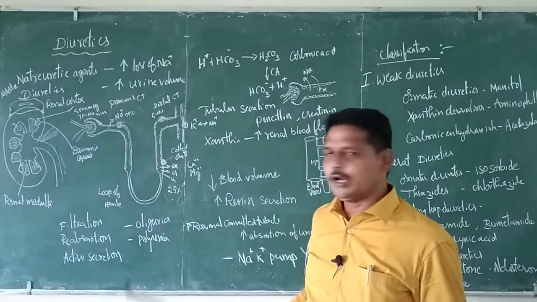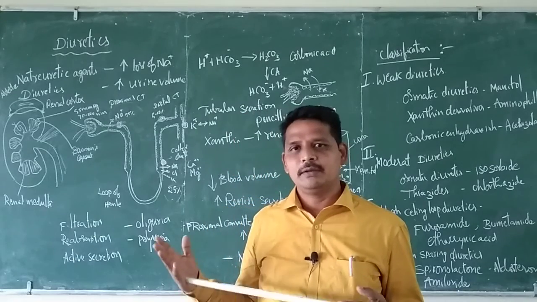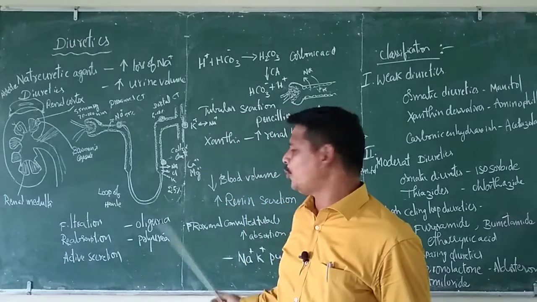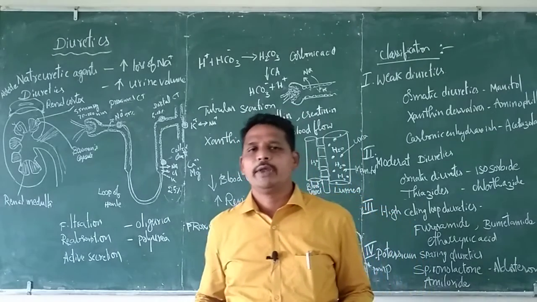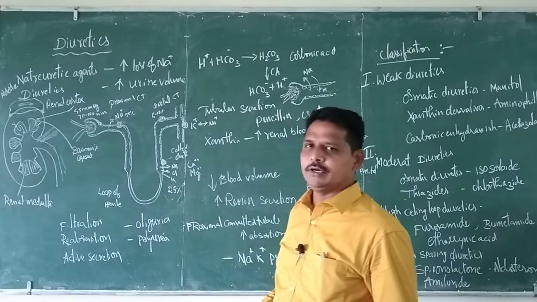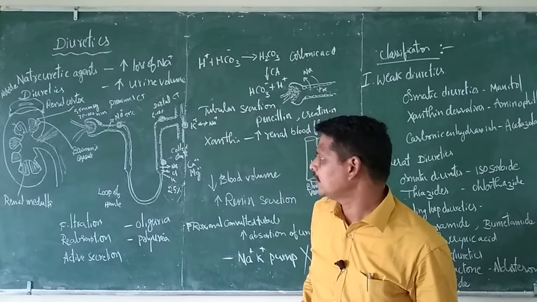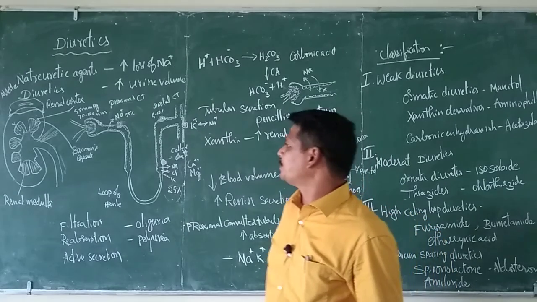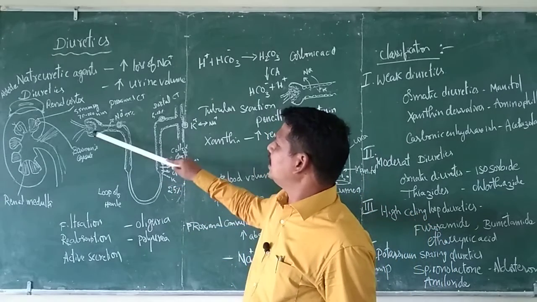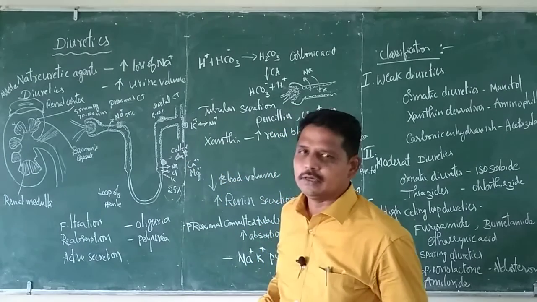Okay, if it is polyuria, if the volume is increased to 3500 ml per day, it is said to be polyuria. So in diabetes mellitus, one of the symptoms, one of the signs, is polyuria. Okay, so here, these have specific pumps.